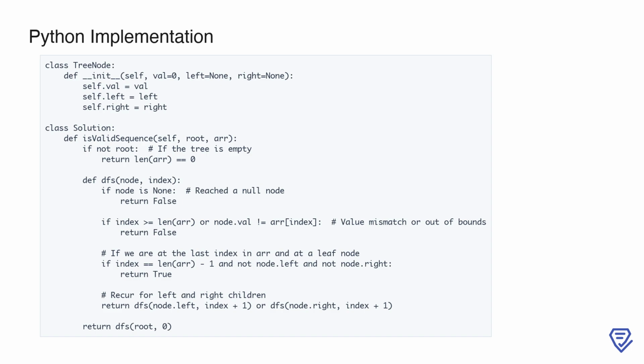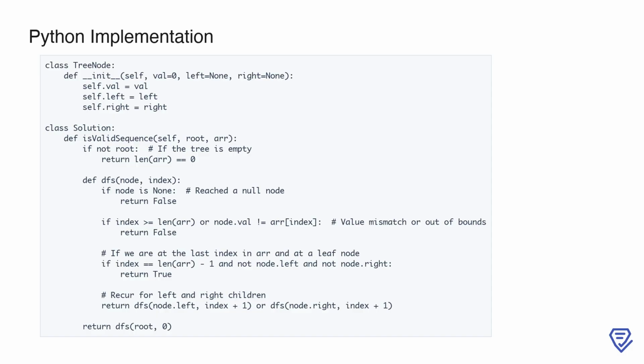For recursive calls, if none of the above conditions are met, the function recursively checks the left and right subtrees using DFS(node.left, index + 1) and DFS(node.right, index + 1). If either path leads to a valid sequence, it returns true. Finally, the algorithm initiates the DFS from the root node with the first index of the sequence. The recursive traversal ensures that all possible root-to-leaf paths are checked against the sequence, guaranteeing correctness.